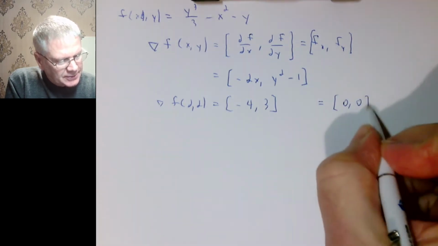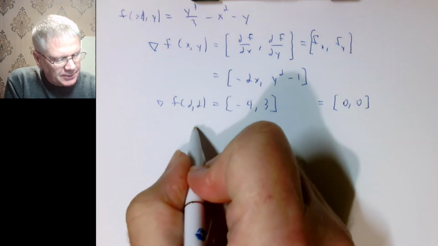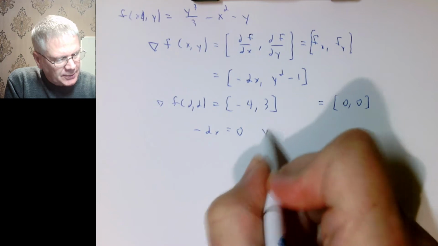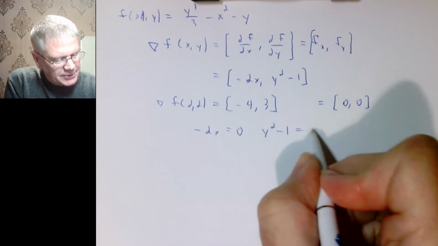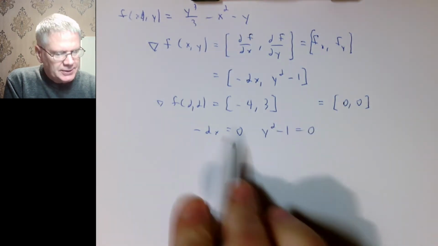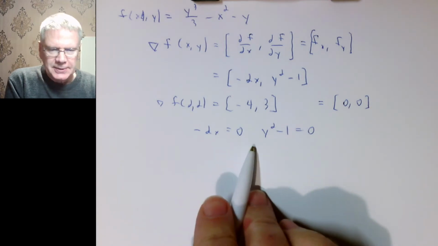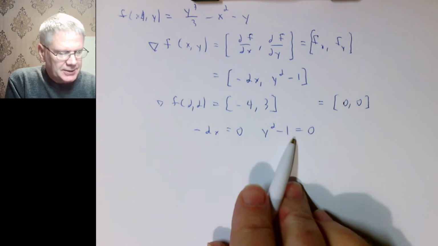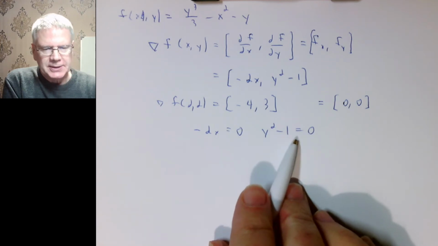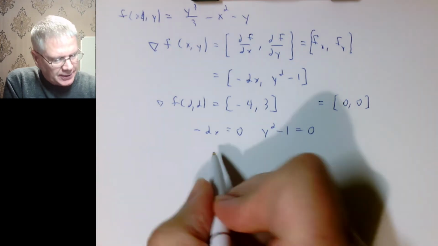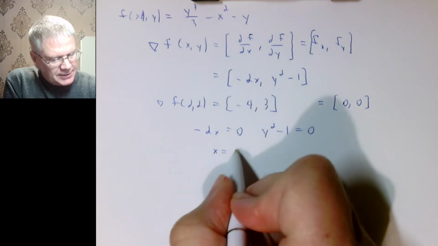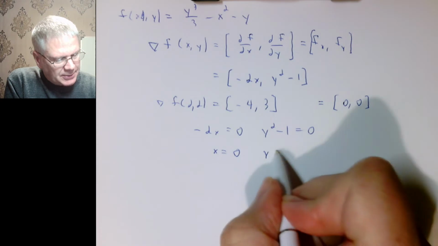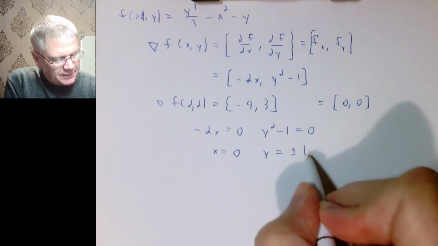And of course, if I'm at a mountaintop or a valley bottom, this gradient has to equal 0, 0. So what I have to do is find a point where both minus 2x equals 0 and y squared minus 1 equals 0. And this is what you could call decoupled. This equation has no y, this equation has no x, so this makes it rather simple. X has to be 0 for this to be true, and y has to be equal to plus or minus 1 for this to be true.